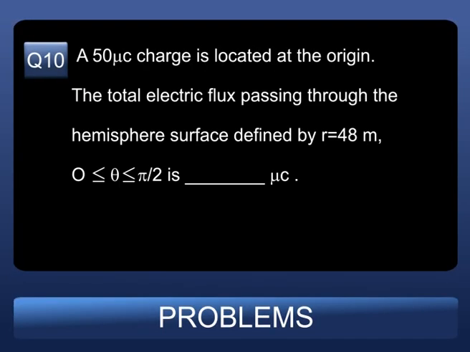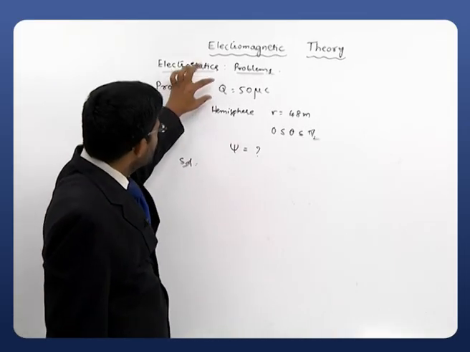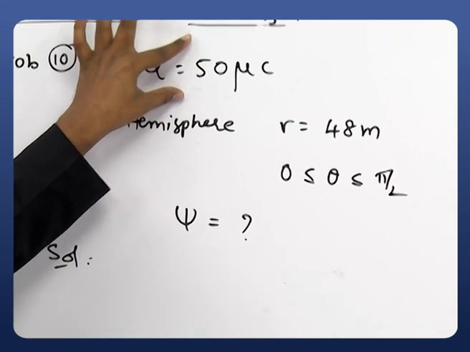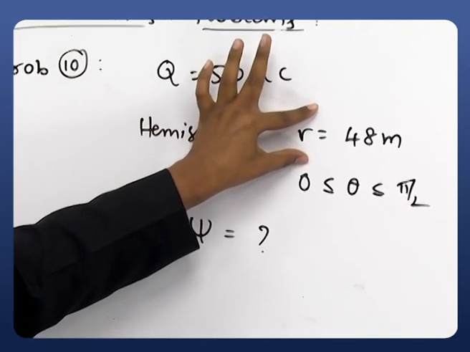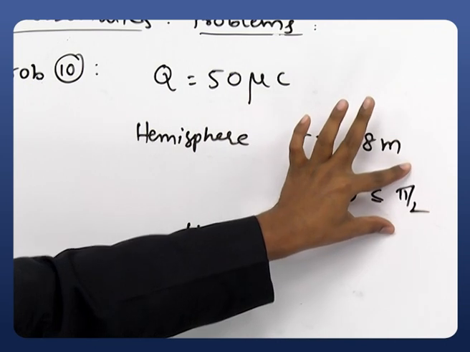Problem 10. A 50 microcoulomb charge is located at the origin. Then the total electric flux passing through the hemisphere surface defined by r equals 48 meter, 0 ≤ theta ≤ pi by 2, is dash microcoulomb. Solution to this problem. Just observe what is the data given to us. A charge Q equal to 50 microcoulomb was placed at the origin and a hemisphere was defined with radius equal to 48 meter and for the given theta equal to 0 to pi by 2.